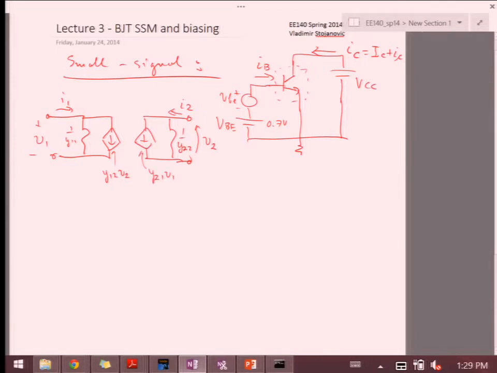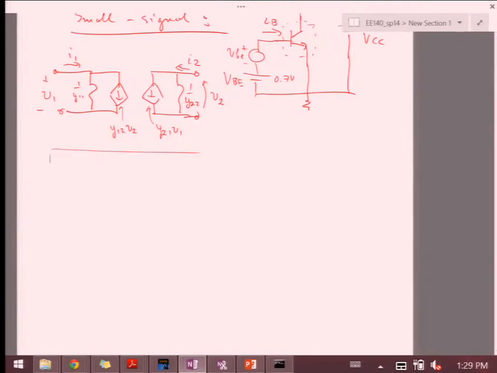Now notice in this model, information flows both ways, right? It flows from left to right, from V1 to V2, because V1 controls this current source. But it also flows this way because V2 controls this current source. Now, that's in a fully symmetric system. Now, in the forward active region, I'm going to simplify this model.